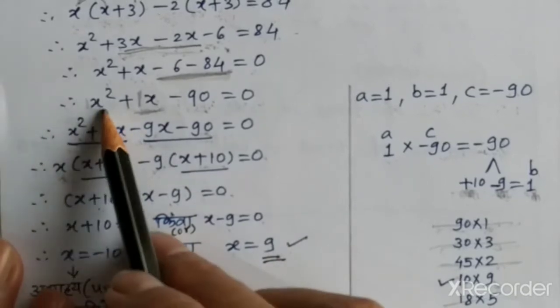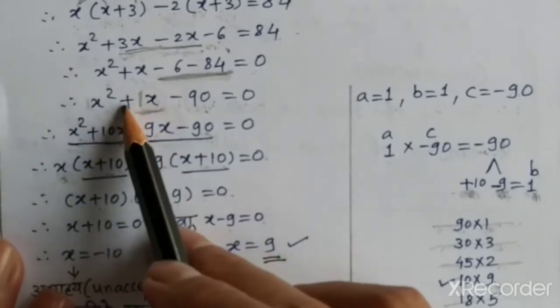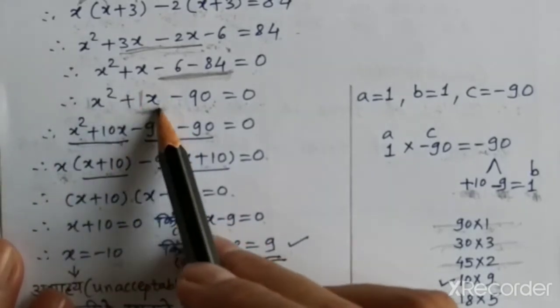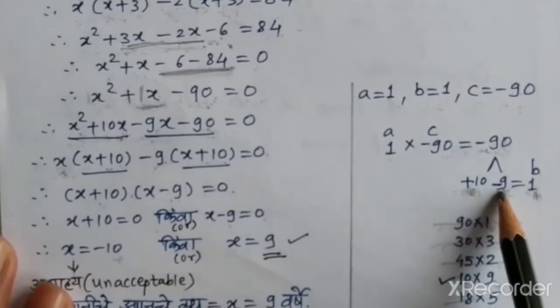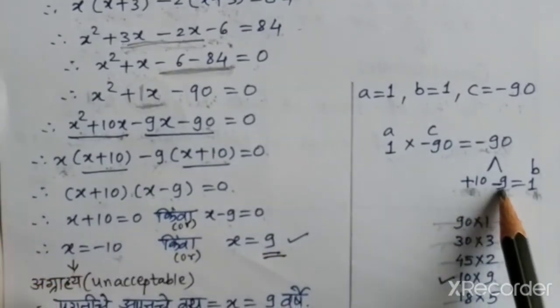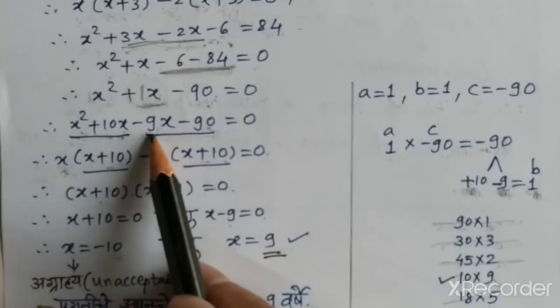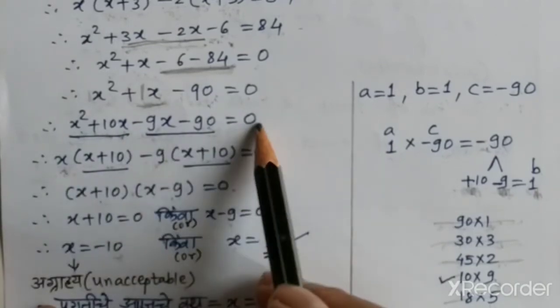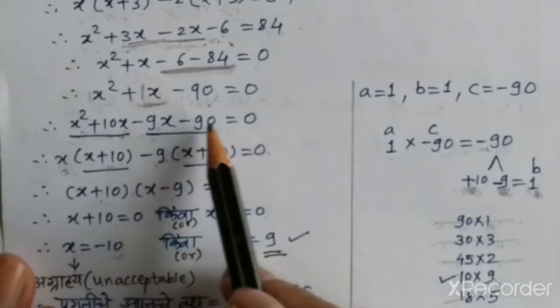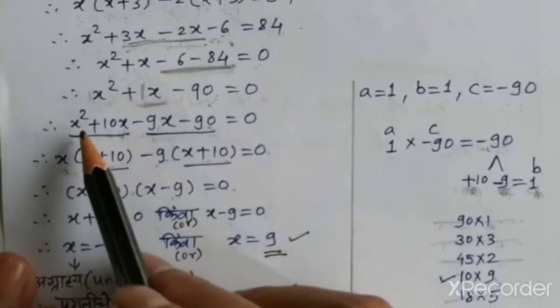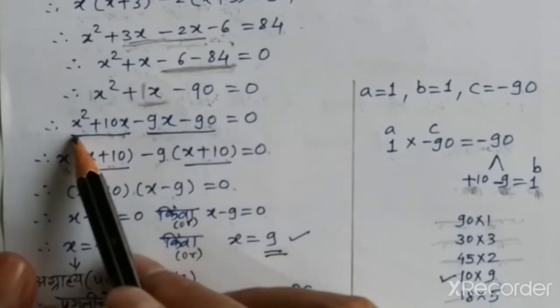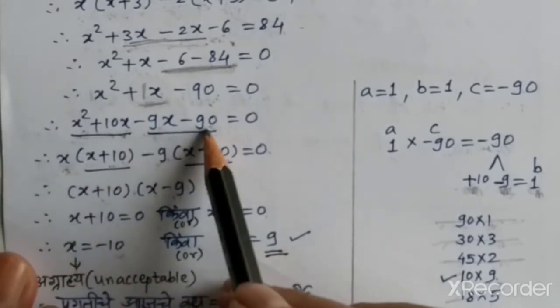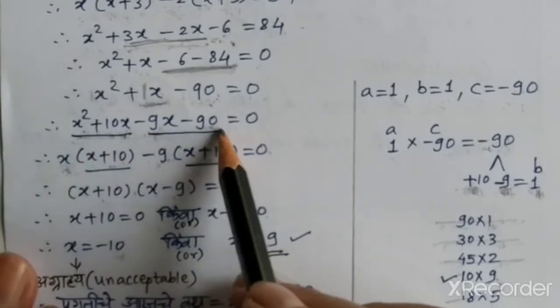Now here x square is as it is. Instead of the middle term 1x, we have to write these two factors, plus 10 and minus 9. So plus 10x minus 9x minus 90 is equal to 0. Now there are 4 terms here, so take groups of 2. This is the first group and this is the second group.